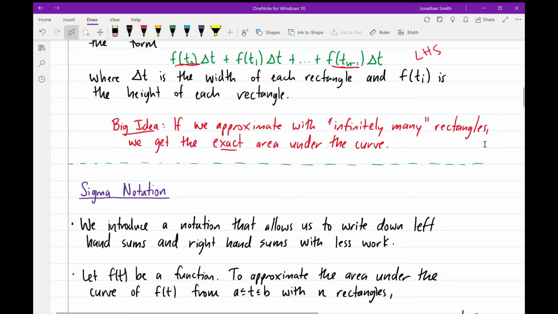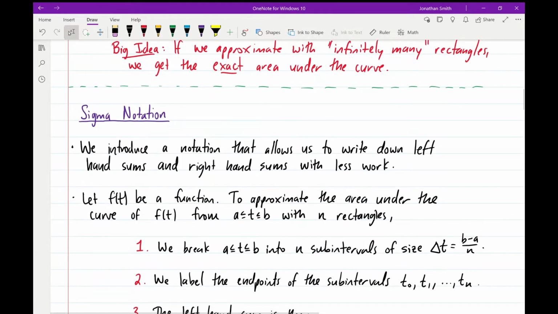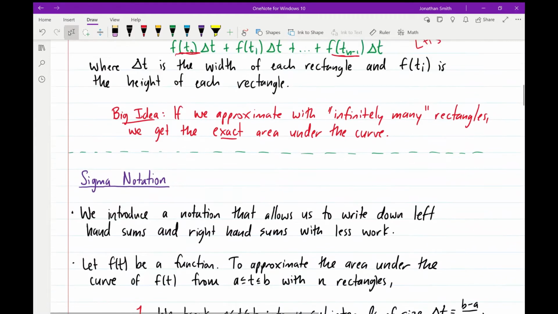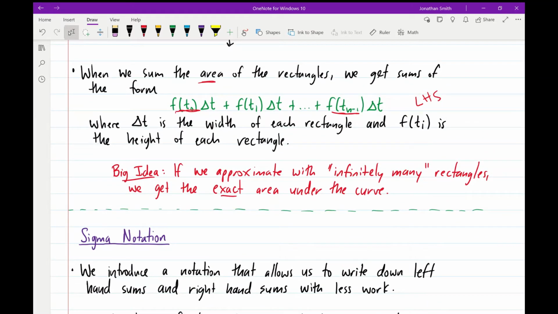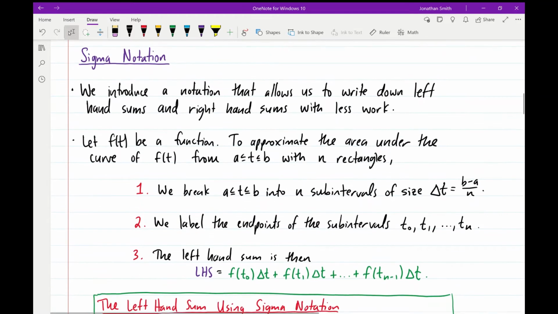Alright, so before defining the definite integral, I first want to bring up sigma notation, which is a new notation. Some of you may have seen it before, but it will allow us to take our left-hand sums and our right-hand sums and write them in a way that's not as tedious. This sum that I have written up here with all the different terms is kind of long, it's difficult to write out. But we can shorten that process a little bit by introducing a new notation.